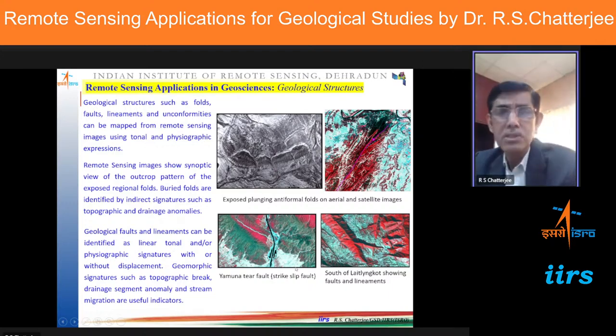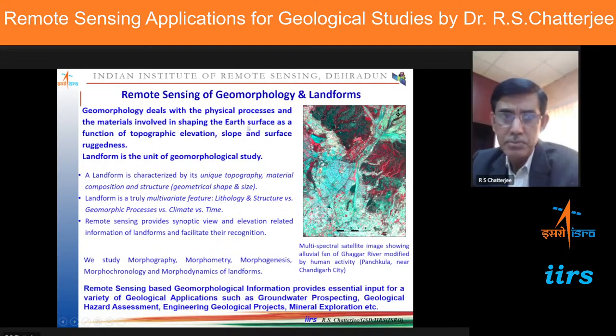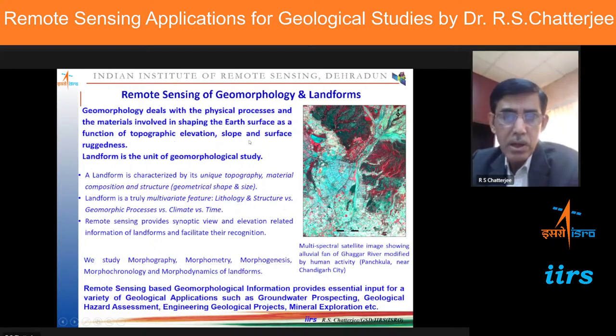Now coming to geomorphology and landforms. Geomorphology deals with the physical processes and materials shaping the Earth's surface. A landform is essentially defined by topographic elevation, slope, and surface ruggedness, and this is the unit of geomorphological study. A landform is characterized by its unique topography, material composition, and structure.